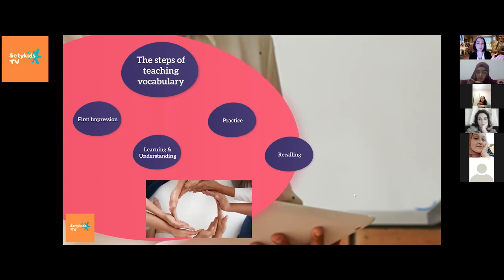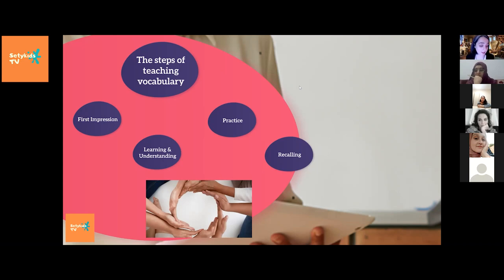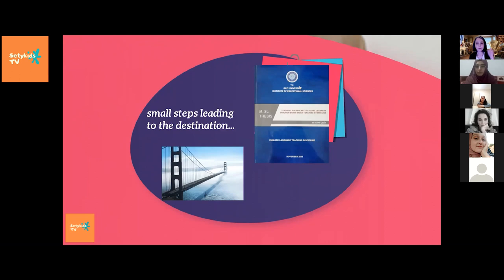About the first impression, it can be the first step, and then learning, understanding, practice, and recalling, remembering the words. Although they look like going step by step, they are all holistic. Sometimes the last step helps the second one, and it goes on like this. What I mean by first impression? Yeah, this is my master's thesis, sorry. The steps are all linked like a bridge in between.